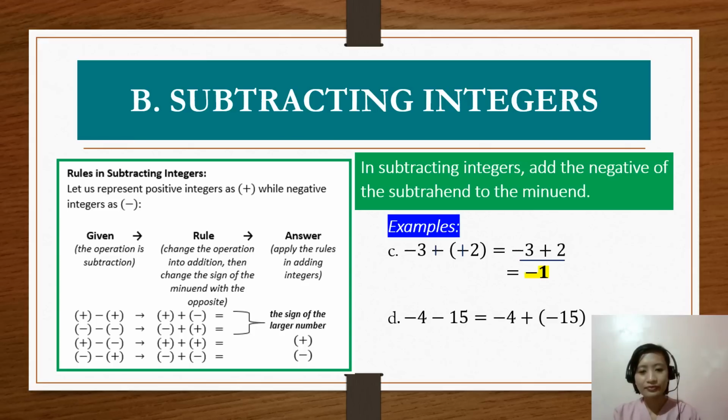Next, negative 4 minus 15 is equal to negative 4 plus the quantity negative 15. And applying the rule in adding integers with the same signs, we add 4 and 15. That is 19, and since they are both negative, the sign of our sum is negative.